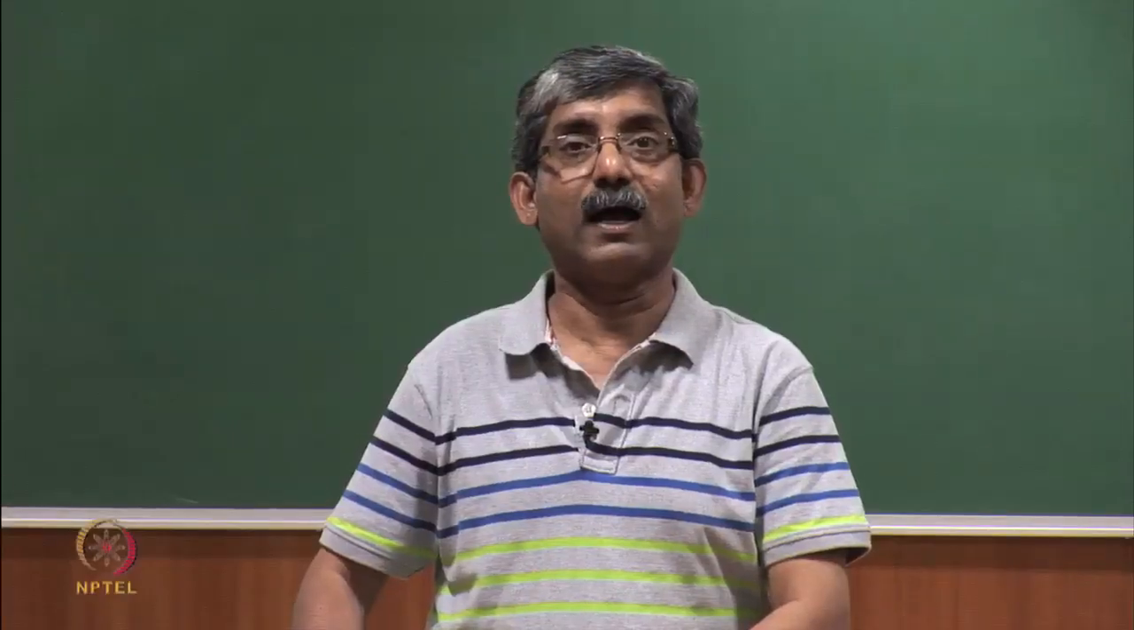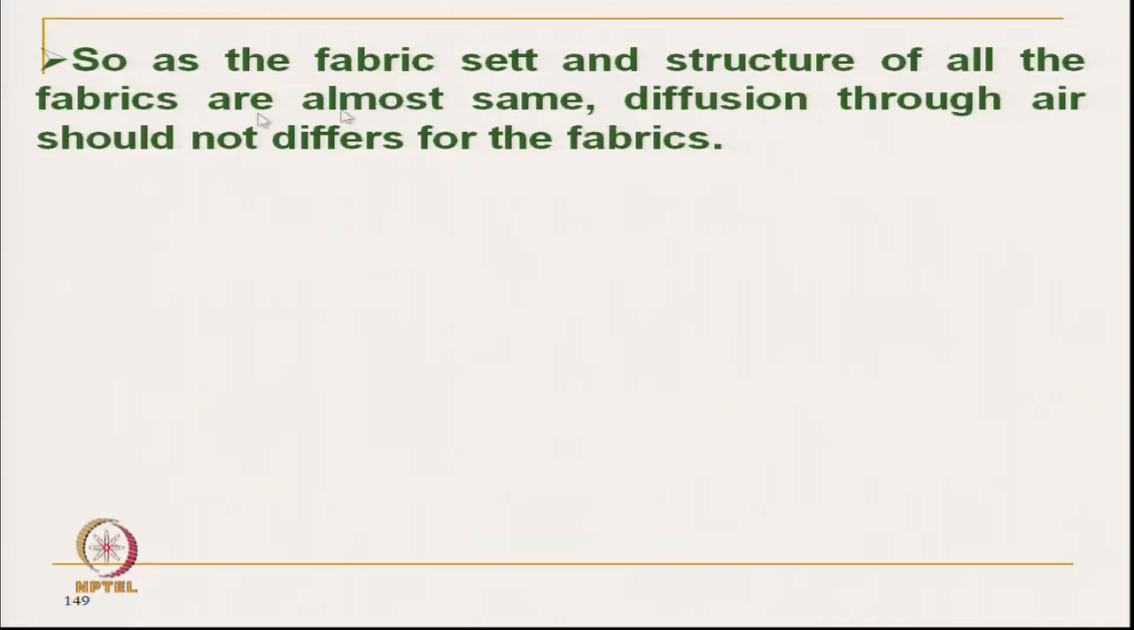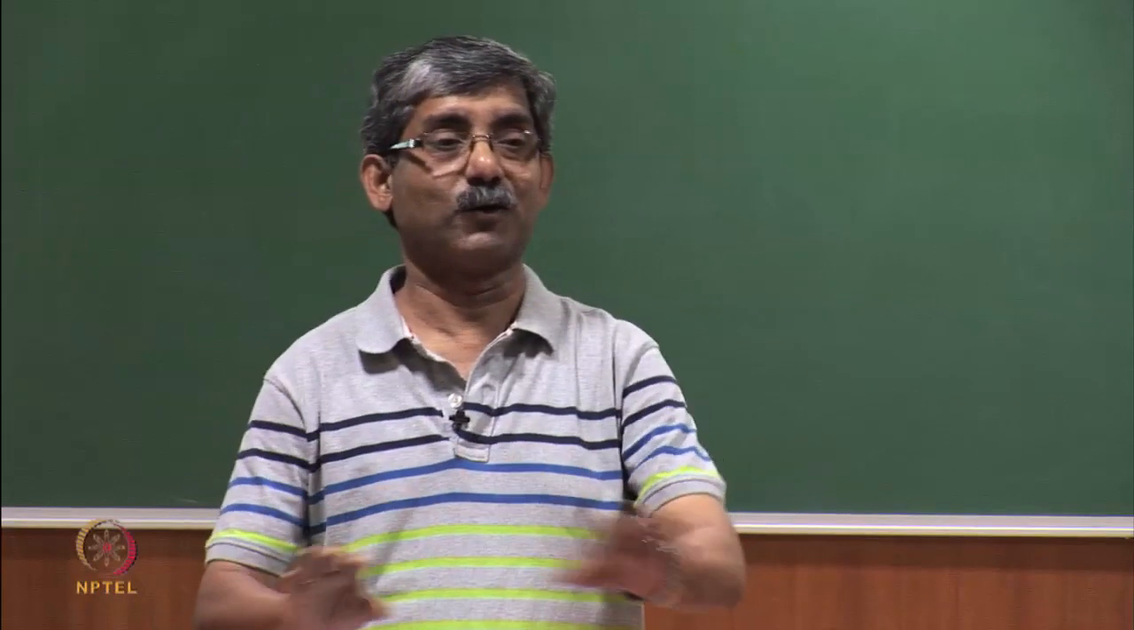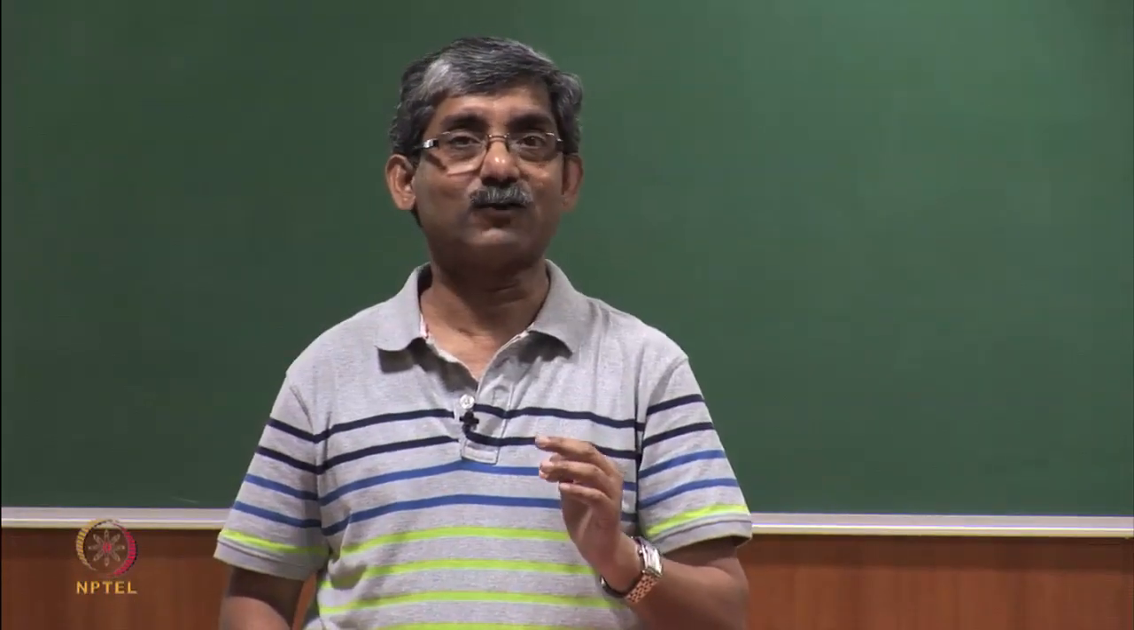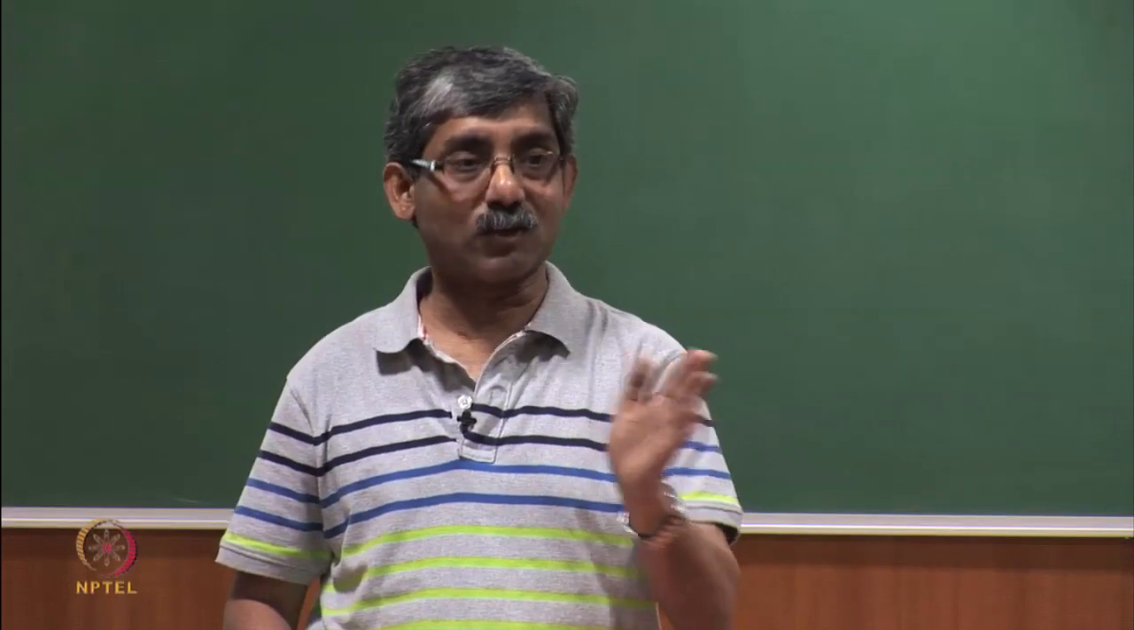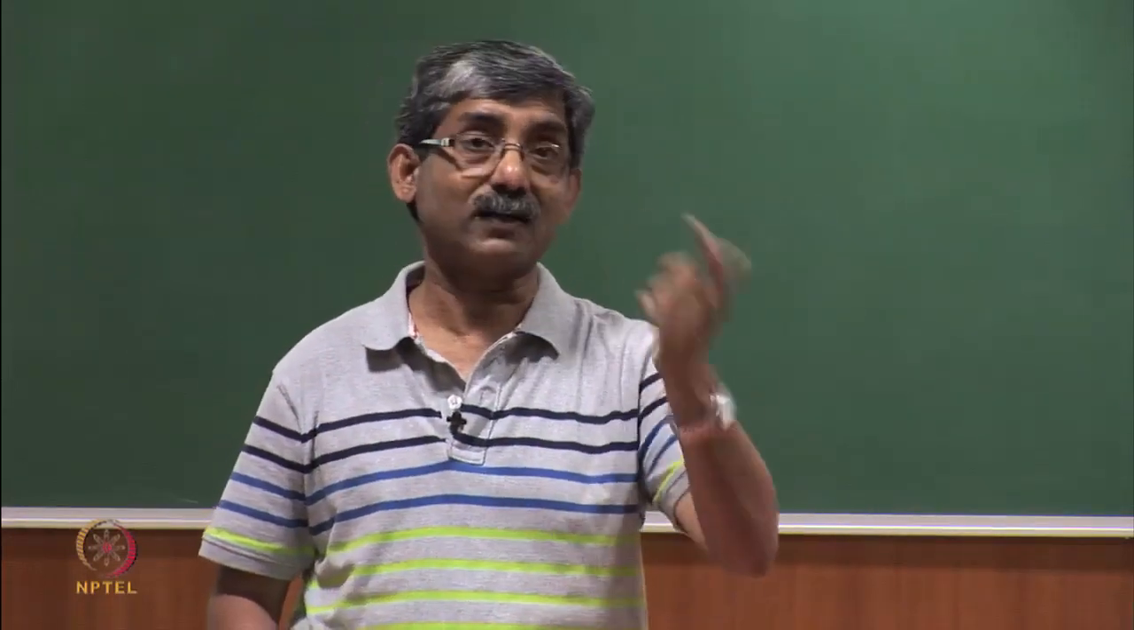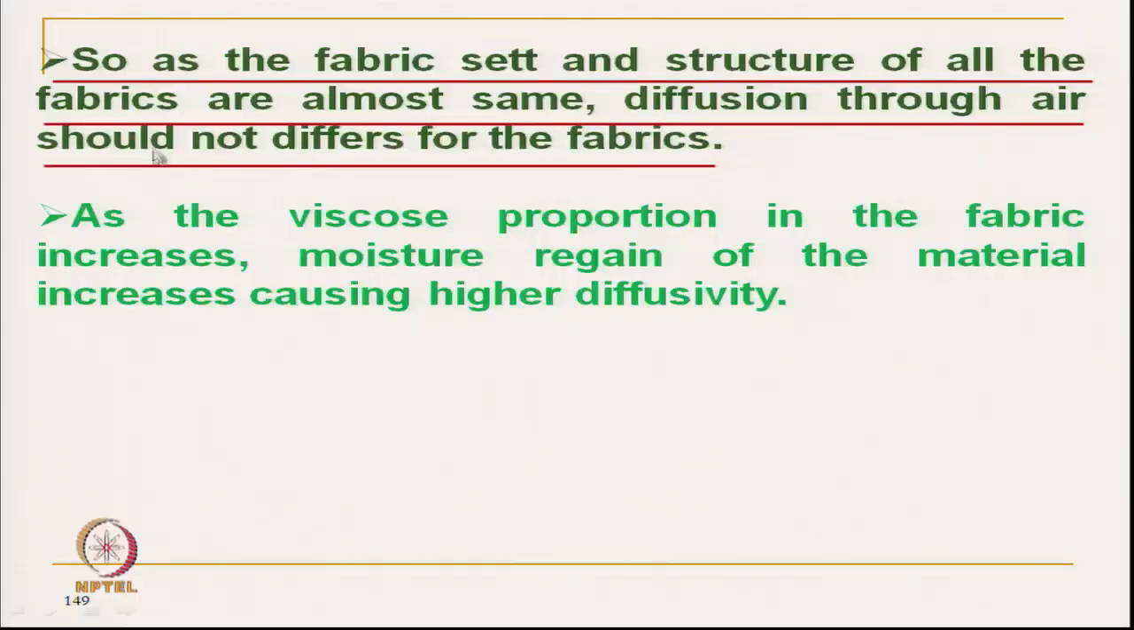As the fabric set and structure of all fabrics are almost the same, the diffusion through air should not differ. So, that diffusion through air, the Fickian diffusion, should be constant. In this case, when the viscose content is increased, it is other than the Fickian diffusion. As the viscose proportion in the fabric increases, the moisture regain of the material increases, causing higher diffusivity. So, due to the increase in diffusivity, it is increasing. Okay.